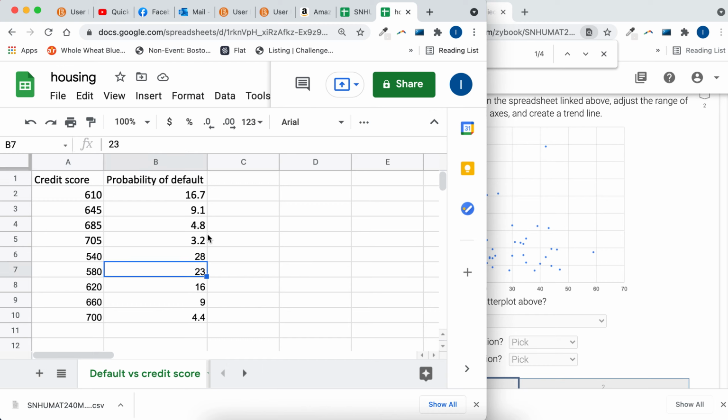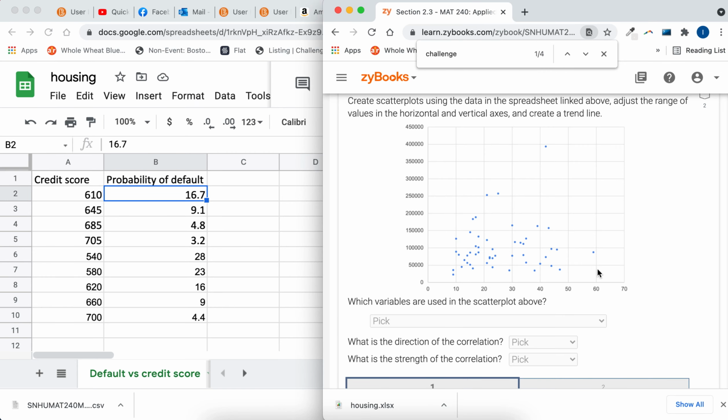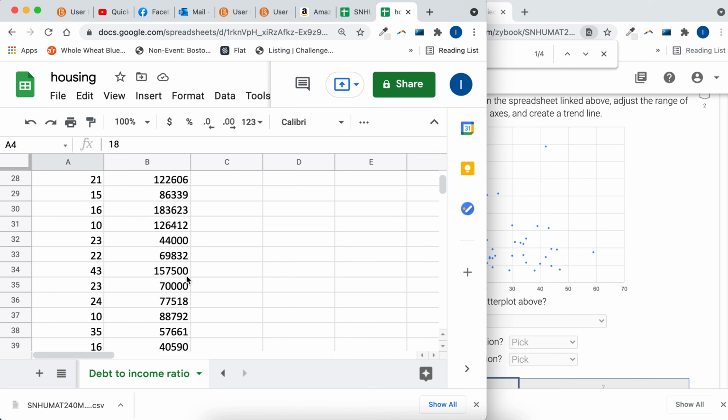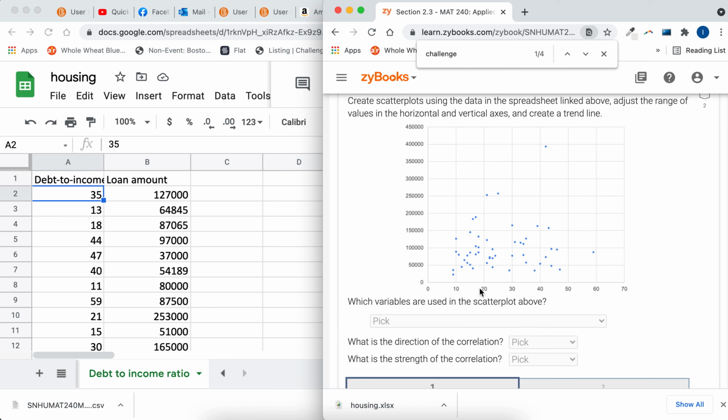So this one is between 9 and 60, but look, the highest number we have here is 16.7. On the x-axis, the highest number we have is like 59. So without even making the scatter plot, I can just look at the range of the values for each of the columns, and I know it's got to be debt to income and loan amount. The debt to income ratio is on the x-axis because those are the numbers going across here.